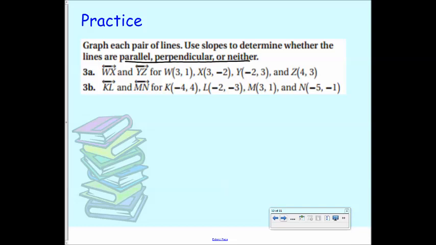Okay, once you find the slopes, which ones are you going to use to find the slope of WX? 3, 1, and 3, negative 2. So just be careful when you're doing this. WX should be the first two, and YZ should be the second two. Okay, how do you recognize if they're parallel? The slopes either have to be both undefined, both 0, or just the same, identical slopes. They're perpendicular if they are opposite reciprocals, or one is undefined and one is 0. All right, and then if they're none of those, then you would just say they are neither. Okay, all right, go ahead and try these two.